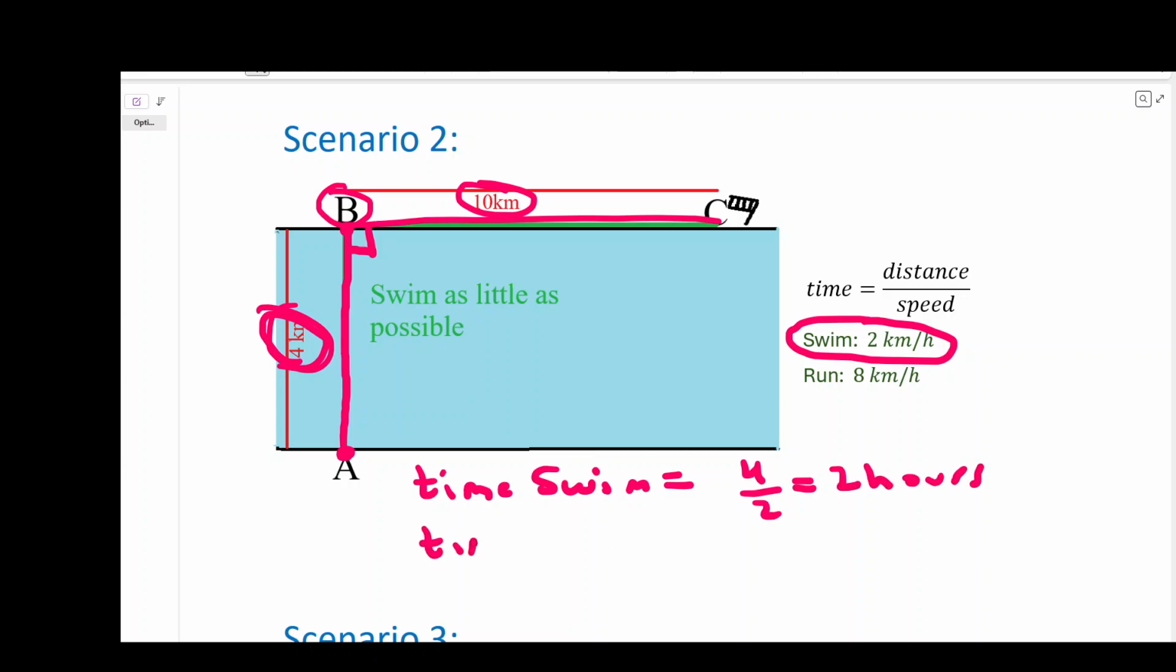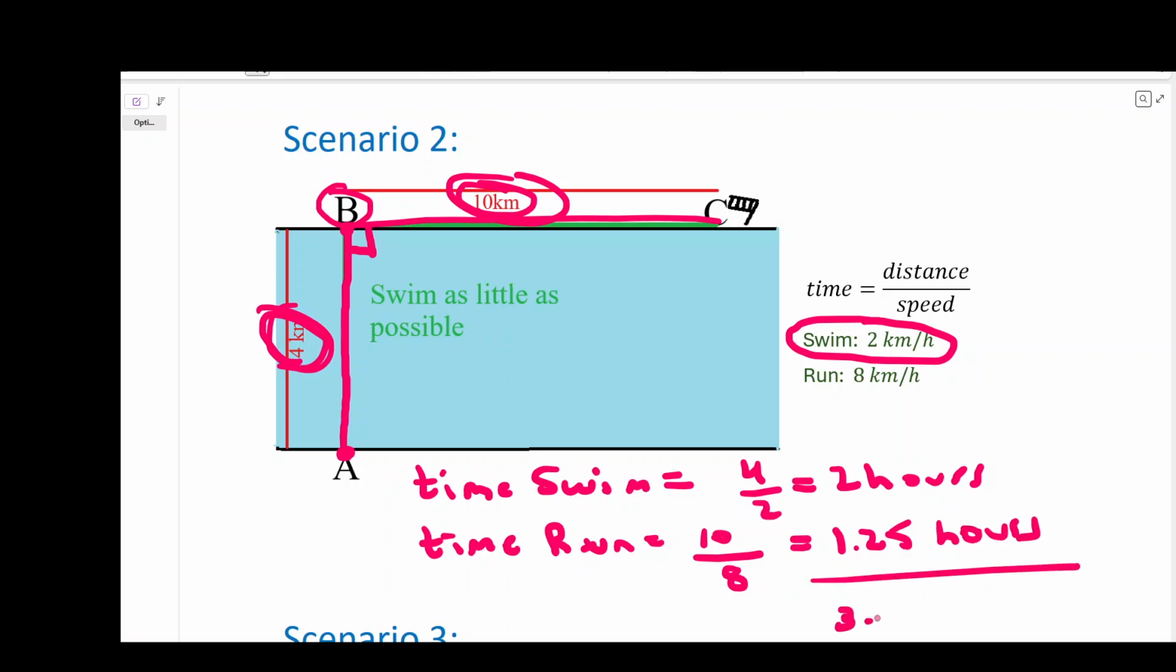And then the time to run, we know that the run is 10 kilometers and it's 8 kilometers per hour. So 10 divided by 8 is 1.25, which means the total time would be 3.25 hours. Well, so far, that's the winner, right? That's nearly 2 hours better than the other time. So far, I'm saying this is the method.